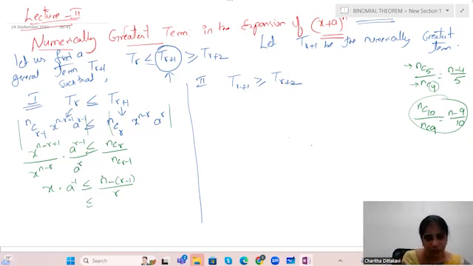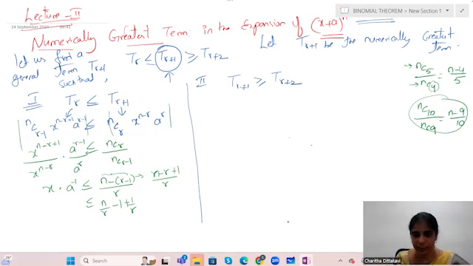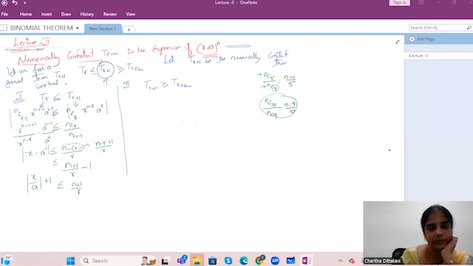So now observe carefully. This part I am just simplifying a little further. N minus r plus 1, N minus r plus 1 upon r. So which is the same as writing n by r minus 1 plus 1 by r. Got it? Right. So I am just splitting this as n plus 1 by r minus r by r. Clear? So n plus 1 by r minus r by r, that is 1.